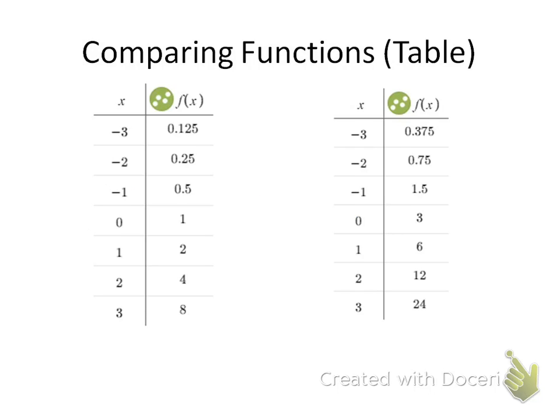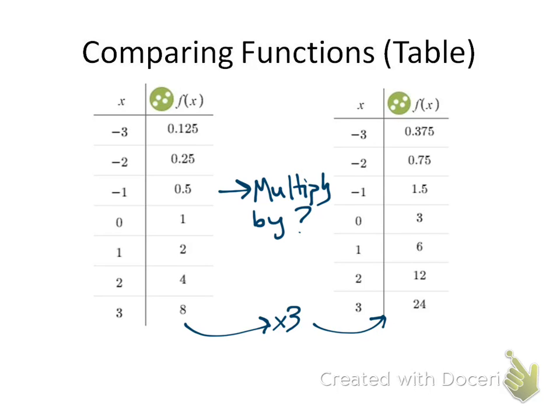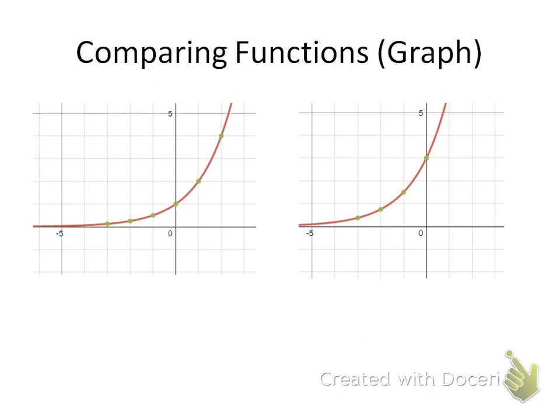Can you figure out the difference between the parent graph, this is the parent's table, to the new table? Okay, so we're multiplying by 3. Now I'm going to show you the graph. The one on the left is the parent graph. The one on the right is the new graph. We note the x-axis is that asymptote where it slopes off to. Is that still the case here? It looks like it would still slope off.